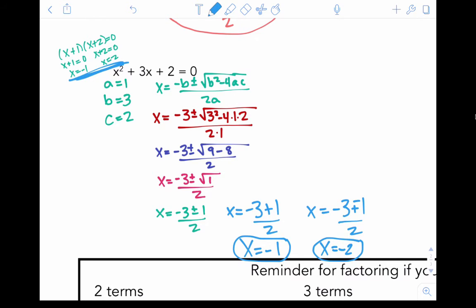So if I have something that's factorable and I don't realize that and I use the quadratic formula, that's okay. I might have a few more steps to do, but eventually I'm going to end up with the same answers. So the quadratic formula is always going to work. It's always something that you can fall back on.